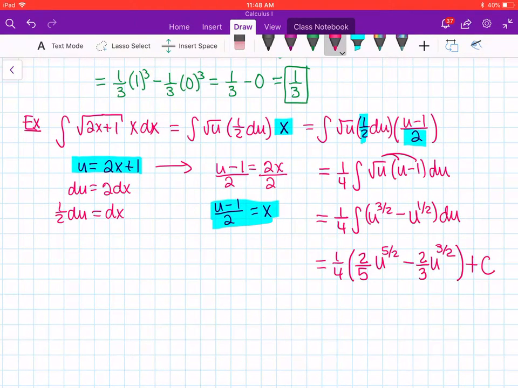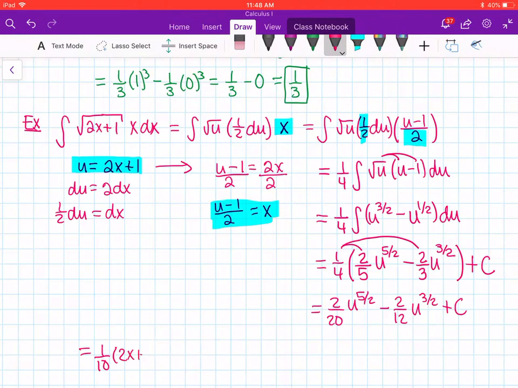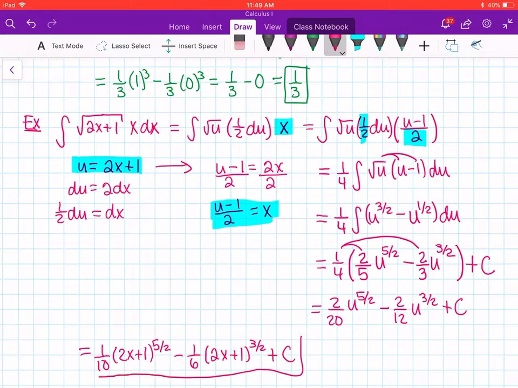Alright, then to finish it up here, we've got to substitute in for u. And before we do that, why don't we distribute this 1/4? So when we distribute, we get 2 over 20, and then u to the 5/2 minus 2 over 12, u to the 3/2 plus c. Let's substitute in, and I'm going to move over here since I've got the space. We can simplify that first fraction to be 1 over 10. u is 2x plus 1 to the 5/2, and then we have minus 1 over 6 when you simplify the fraction. Substituting in, we get 3/2 again, plus c, and there we go. There's our integral.